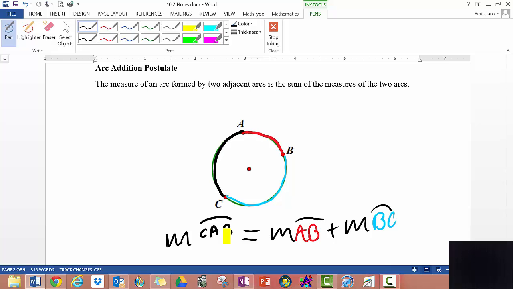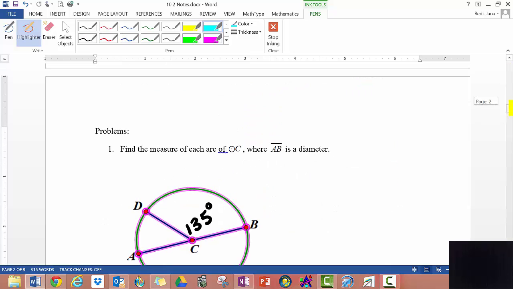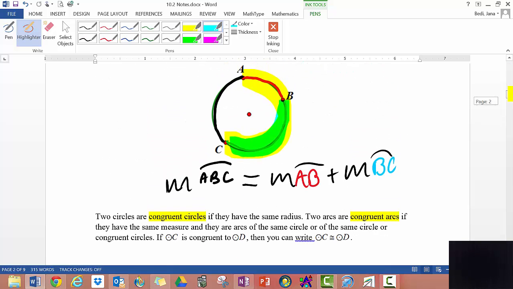Oh, I stand corrected. I see how they've measured major arc ABC. So let me repeat that, and I'm going to highlight it. This is the arc whose measure we are finding. Measure of arc ABC is the measure of arc AB plus the measure of the blue arc, measure of arc BC. This is like the segment addition postulate. This is a pretty simple section actually.